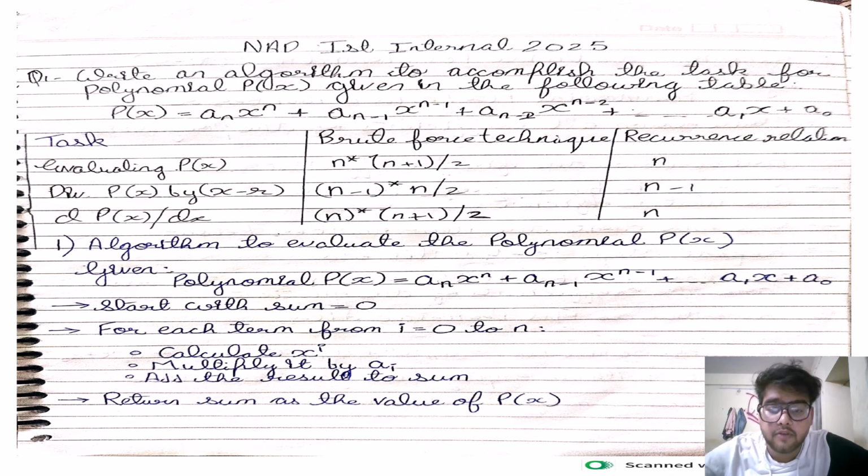So we have been given the polynomial, and for starting we will start with sum equal to 0. Now for each term from i equals 0 to n, calculate x^i, multiply it by a_i, add the result to the sum variable, and then return the sum as the value of p(x).